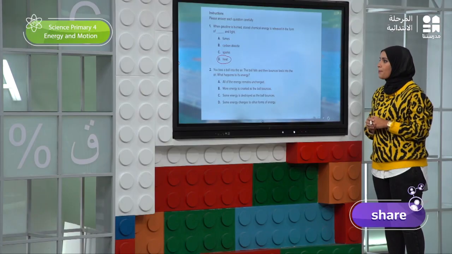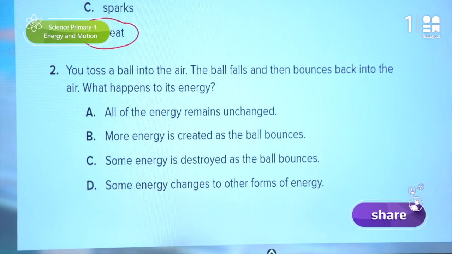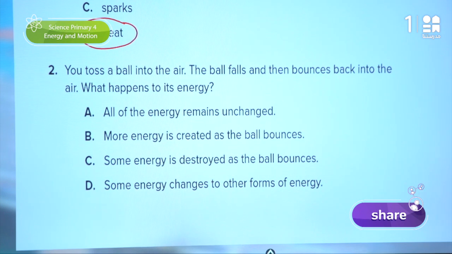Question number 2. You toss a ball into the air. The ball falls and then bounce back into the air. What happened to its energy? All of the energy remains unchanged. More energy is created as the ball bounces off. Some energy is destroyed as the ball bounces. Some energy changes to other form of energy.